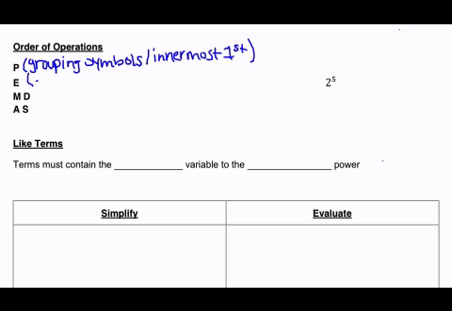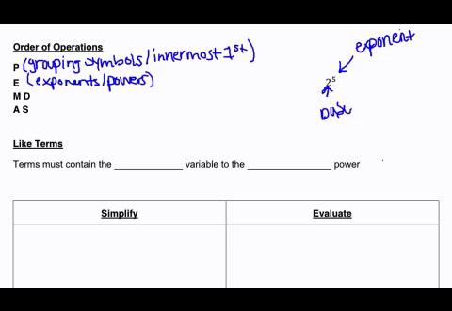The E represents exponents or powers. If you look over here on the right, the 5 here is our exponent, and the 2 we call our base. The exponent simply tells us how many times we are multiplying the base. So in this case, we're going to multiply 2 times 2 times 2 times 2 times 2. That's what our exponent tells us.